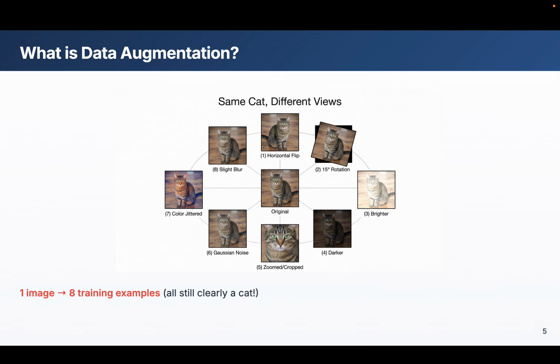You've seen a few examples. Now think of this. If you were to apply this kind of transformation to your data set, now you have 8x the data set size. Do you need to collect more labels? No.